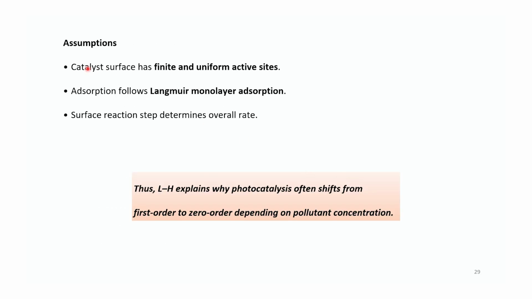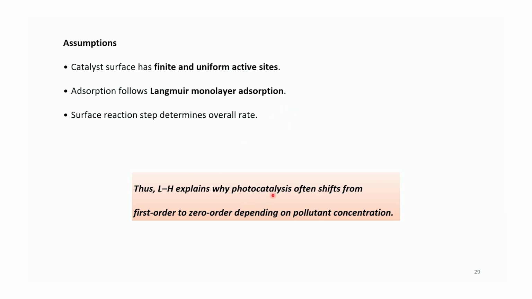As assumptions, the catalyst surface has finite and uniform sites. So your catalyst surface is going to have finite sites for the dye adsorption. The adsorption will also follow the Langmuir monolayer adsorption, so the adsorption process will be in a single layer around your nanocatalyst. The surface reaction step determines the overall rate. So your overall rate of the reaction is determined by the surface reaction step, when on the surface of the nanocatalyst your dye is getting adsorbed.